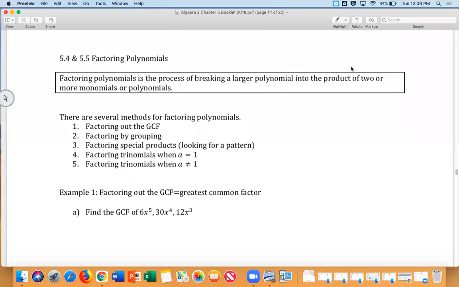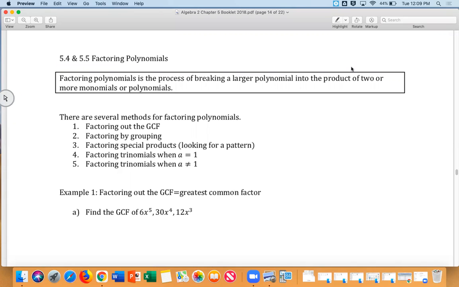All right, 5.4, 5.5, factoring polynomials. Factoring starts out with GCF, which stands for what, Justin? Greatest common factor. Okay, so what is a factor? A number. A number that does what? It is more than one. All right, a number that's more than one.